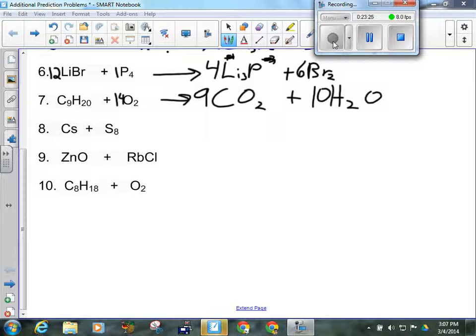Number 8. Element plus element is a synthesis reaction. So Cs and S go together. Cesium is a +1. Sulfur is a -2. So we've got Cs2S as our final setup here. Now we've got to balance S8. S1, so I need an 8 here, and that gives me 16 cesiums.